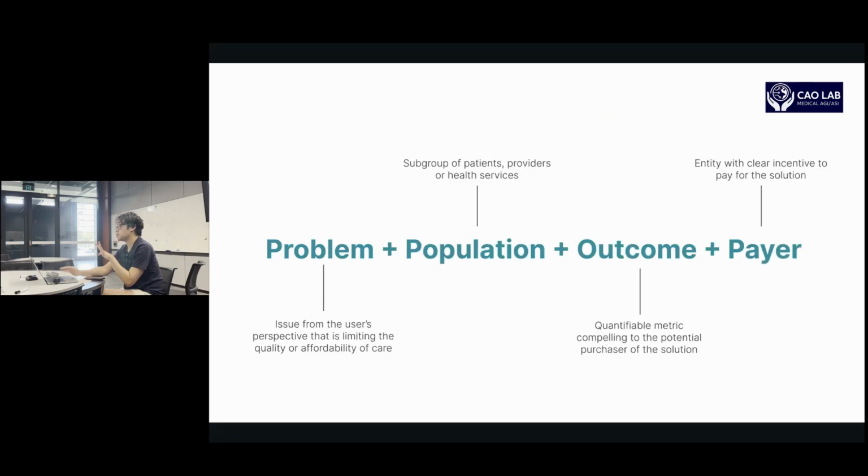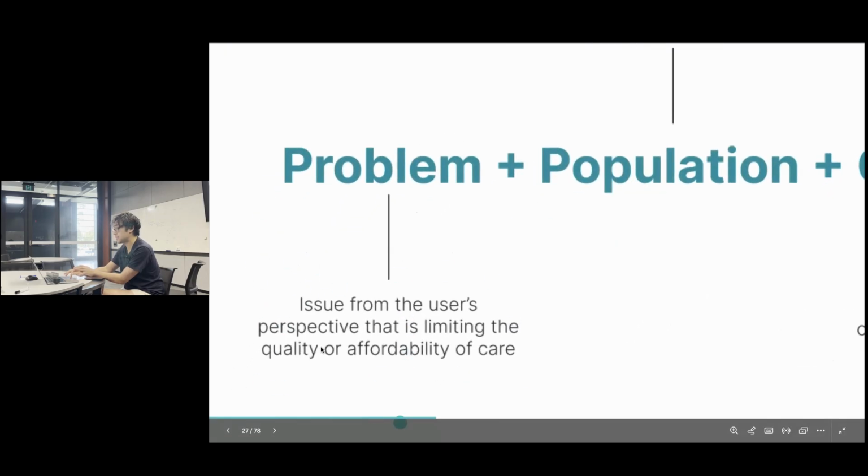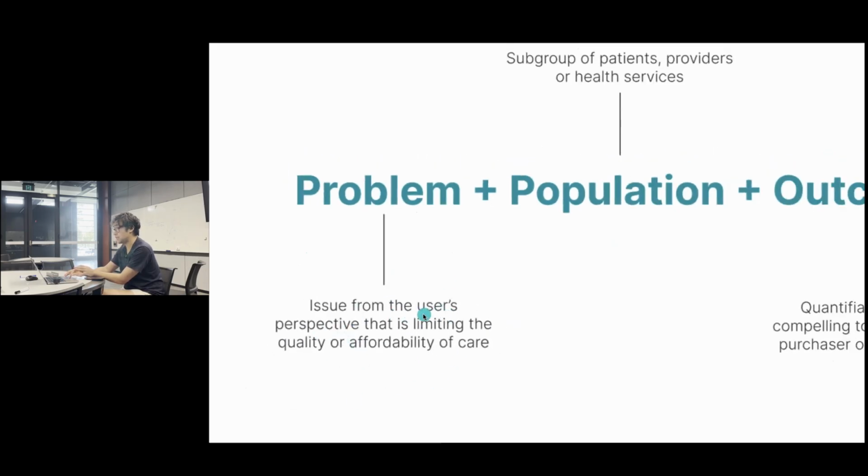Now, there are 4 components for a successful unmet clinical need. And in the competition, we're going to look very carefully at these 4, so you need to understand them very well. The first one is the problem. The problem is the issue from the user's perspective that is impacting quality or affordability of care in some way. Usually there is a user for your device, and they need to have some kind of problem. I'm not talking about the patient. This is usually a doctor, or a nurse, or someone who's having a serious issue at the hospital. So you need to understand the issue from that person's perspective very well.